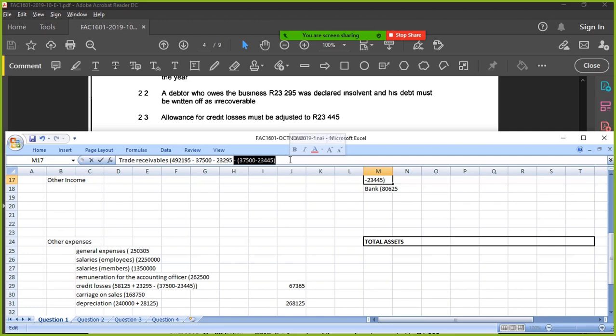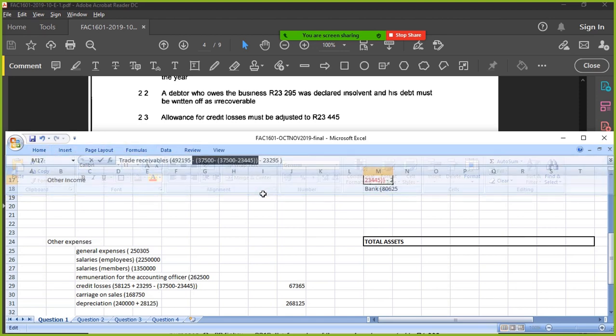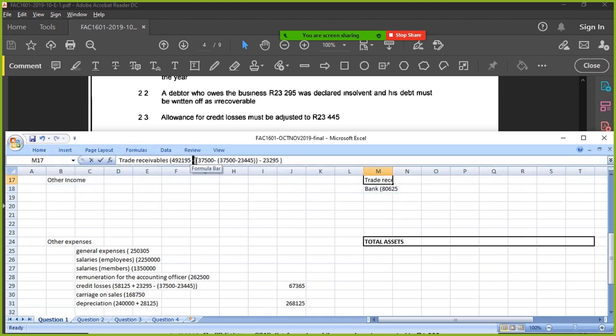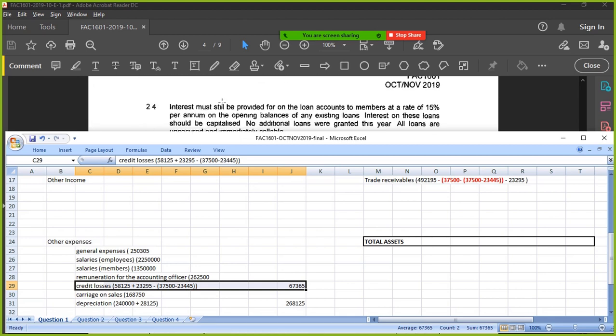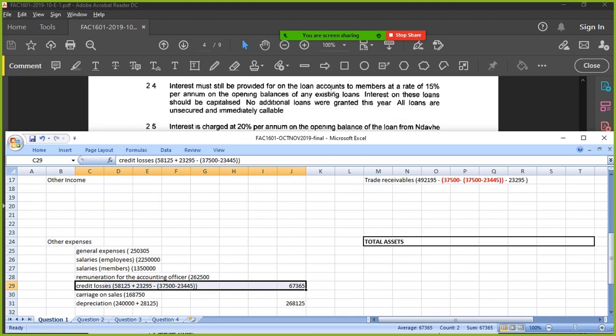So actually, I need to show that here. Okay, there we go. All right, so that allowance, this is the allowance. Okay, if I work out this, I should get negative 23, which I do. Negative 234,545, that's correct. Okay, good. So that adjustment is correct. Okay, so I've updated my credit losses and I've updated my allowance. Perfect. Next.